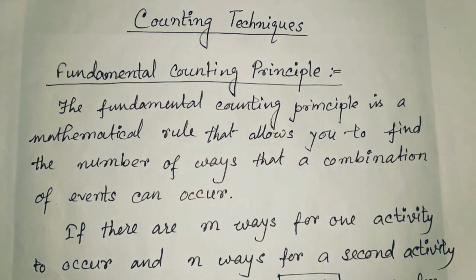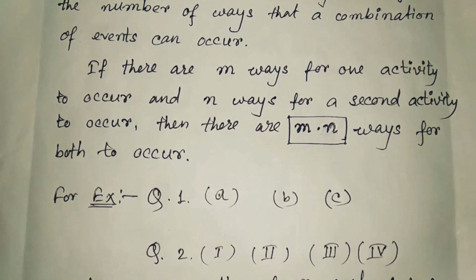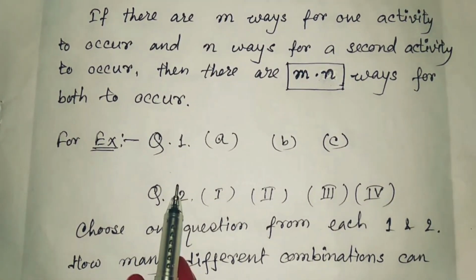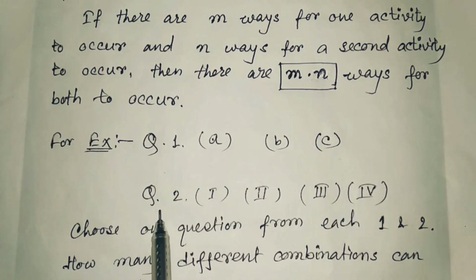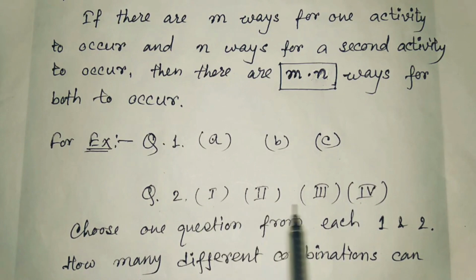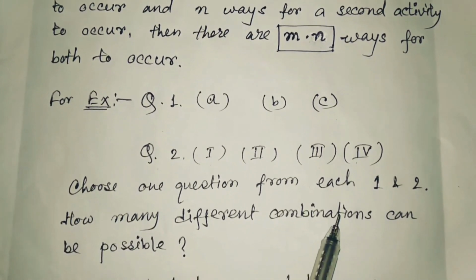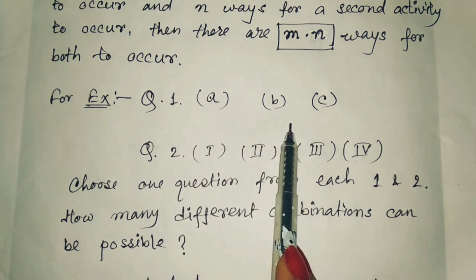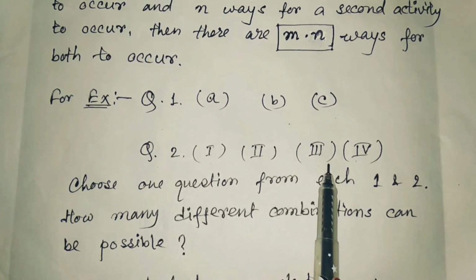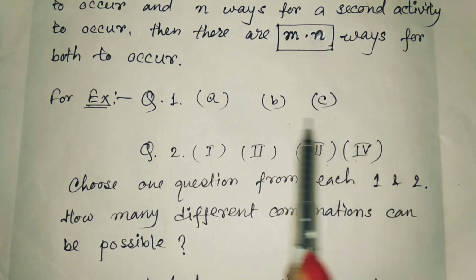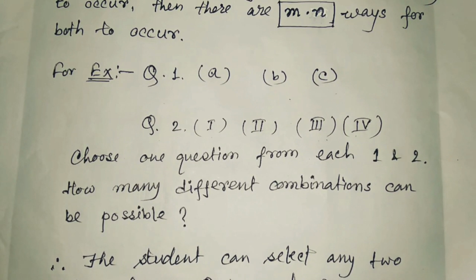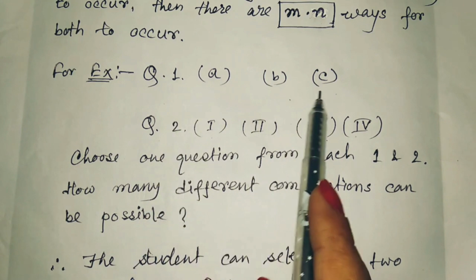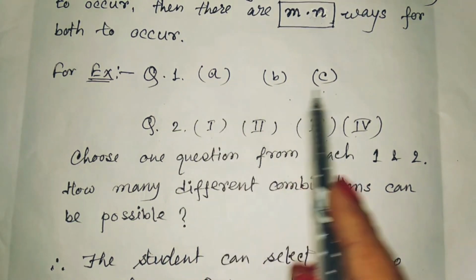For example, there are two questions given. Question number 1 has three options: option 1, A, 2, B and C. In question number 2, there are four options: 1, 2, 3 and 4. Now a student is supposed to choose one option from question A and one option from question B. In this choice, how many possible different combinations or choices are there? So from the first question, out of these three, any one can be chosen.